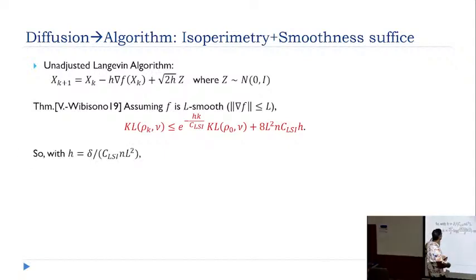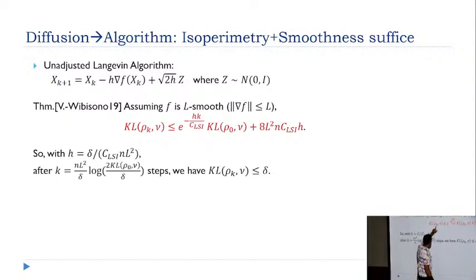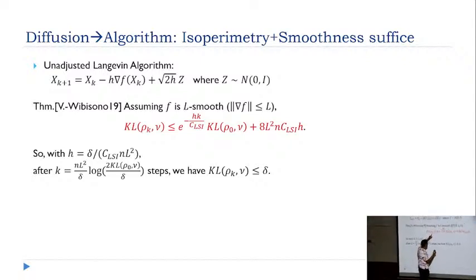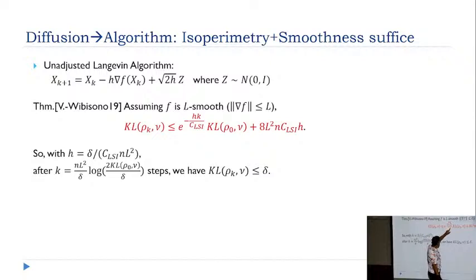So this is saying that the KL divergence after k discrete steps, each with h as the step size, you get similar convergence. You see this part is very similar to continuous time, right? Because in continuous time you've done h times k time.